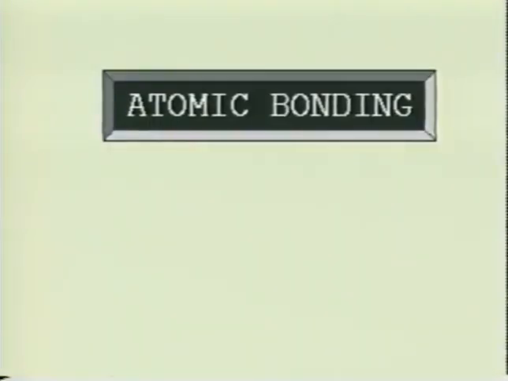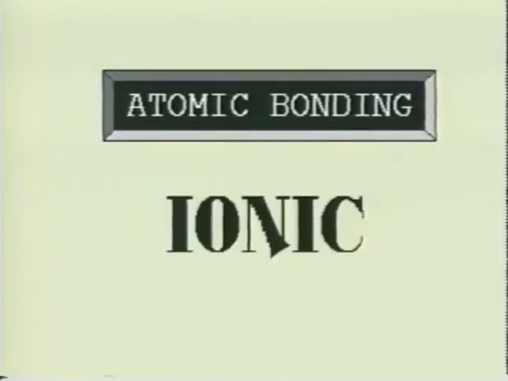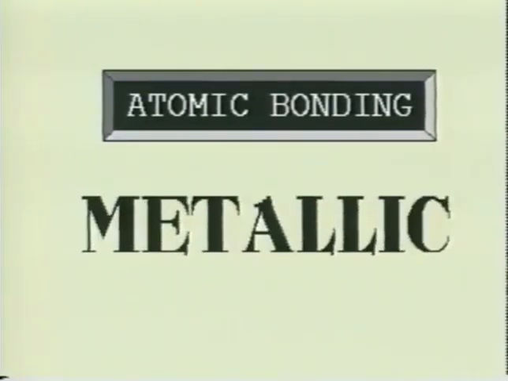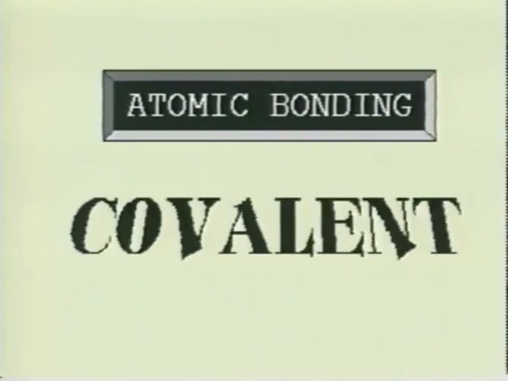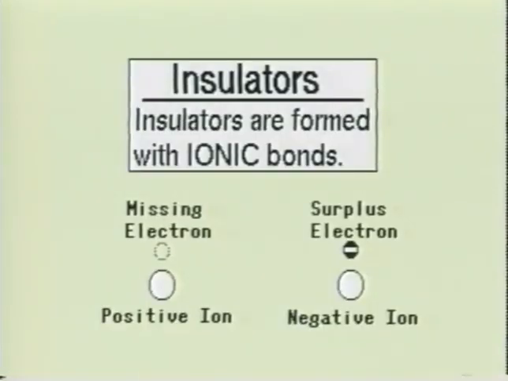The atoms contained in any solid material are held together by a force referred to as a bond. There are 3 kinds of atomic bonds. These are ionic, metallic, and covalent. Insulators are formed with ionic bonds. Insulators will contain both positive ions and negative ions, which create a strong electrostatic force of attraction between the atoms. It is this electrostatic force which bonds or holds the material together. The term ionic bond is used because the atoms are ionized.